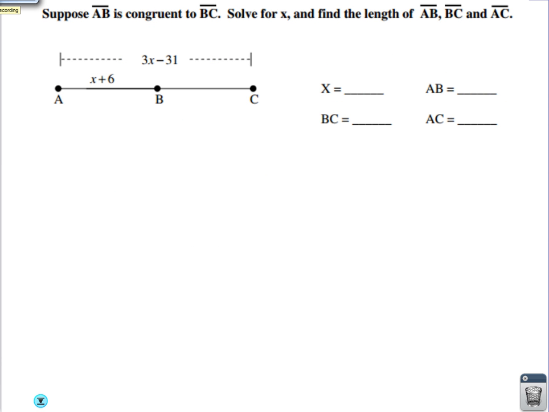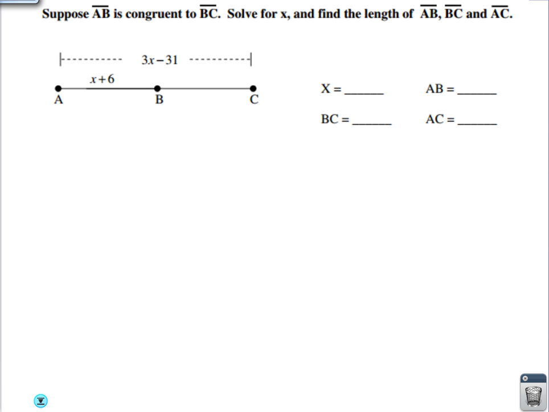Suppose that AB is congruent to BC, meaning that B is in the middle. Solve for x, find the length of AB, BC, and AC. We have, this is x plus 6. The whole thing is 3x minus 31, but we're not given a BC. There's two different ways to set this up.